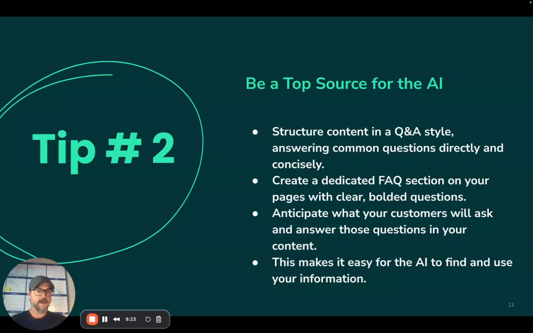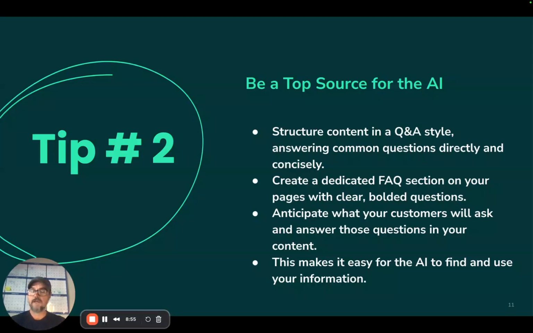Number three, anticipate what your customers will ask and answer those questions in the content. Again, the content being the top of the page where you're putting it into a sentence, paragraph format, but also in a frequently asked questions below the page. This makes it easy for AI to find and use your information. One of the best practices that we're doing in the agency now is really for every single page that we create, we try, when applicable, to do a frequently asked questions below that page as well.